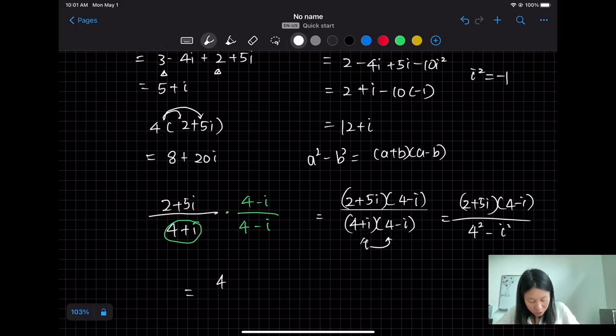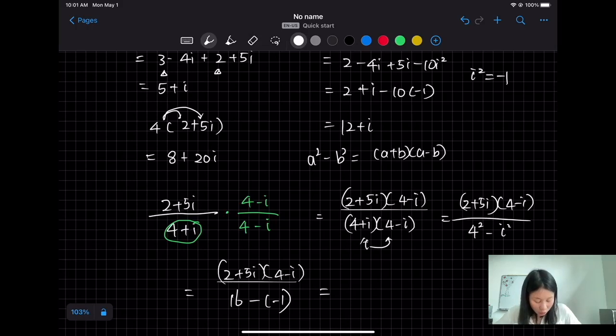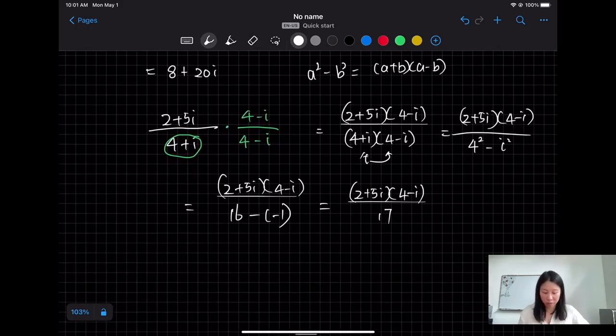On the top again, you can FOIL them later by yourself. Now I want to focus on the bottom. I have 4 squared, which is 16, minus i squared, which is negative 1. So for the bottom, which is the denominator, I will have 17. That's how you rationalize the denominator by multiplying by the conjugate.